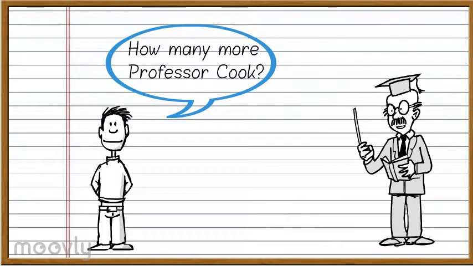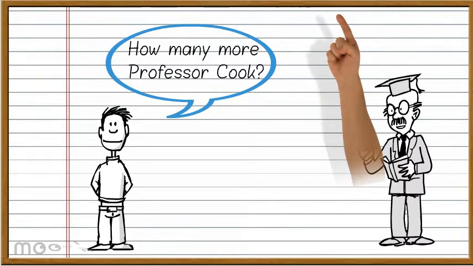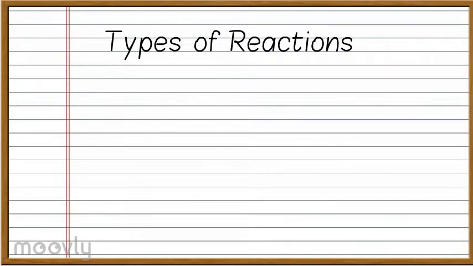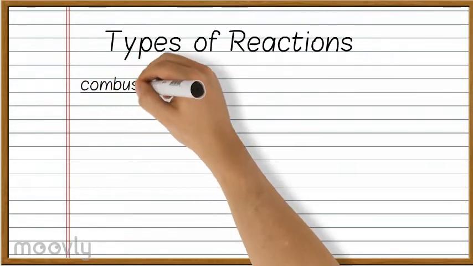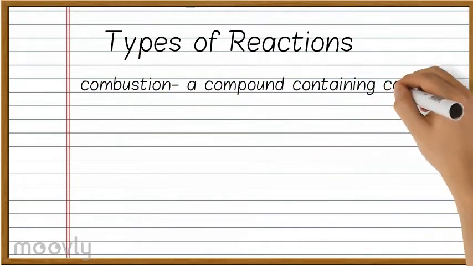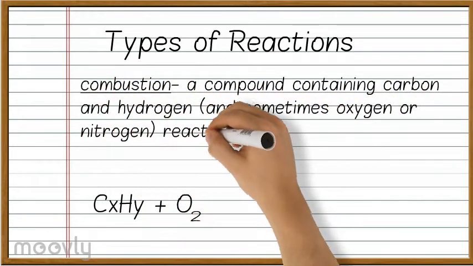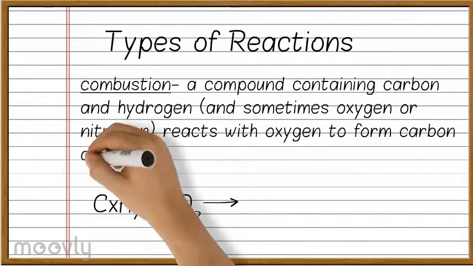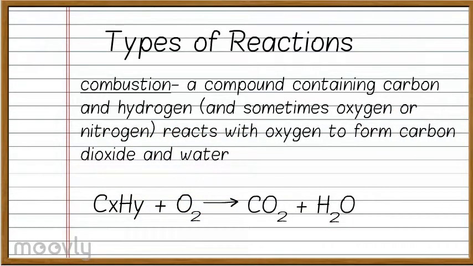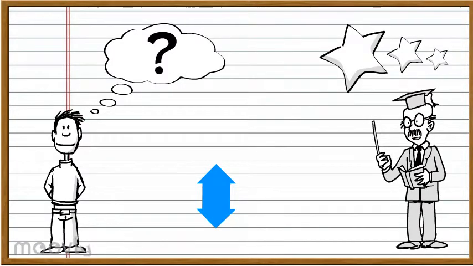How many more reactions are there, Professor Cook? Only one, Jimmy. The final type of chemical reaction is a combustion reaction. This is when a compound containing carbon and hydrogen, and sometimes oxygen or nitrogen, reacts with oxygen to form carbon dioxide and water. This type of reaction does not occur too often, so you will not need to worry about it that much. But Professor, how would I write a chemical equation given the word equation for a reaction?